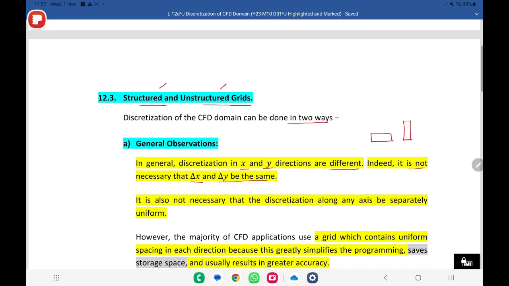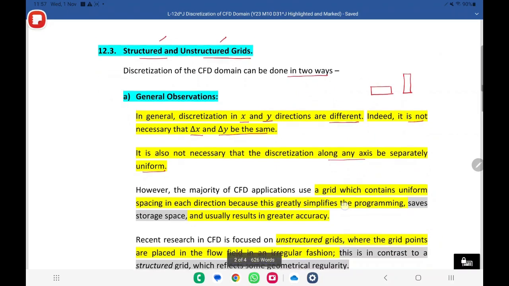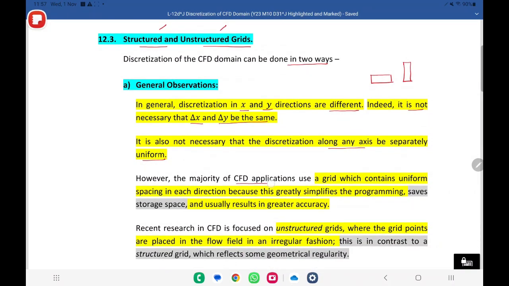So it is also not necessary that discretization along any axis be uniform. It is not required that delta x and delta y be the same, nor that the spacing in any direction be uniform. It can be random. However, the majority of CFD applications use a grid which contains a uniform spacing in each direction, because this greatly simplifies the programming, saves storage space, and usually results in greater accuracy.